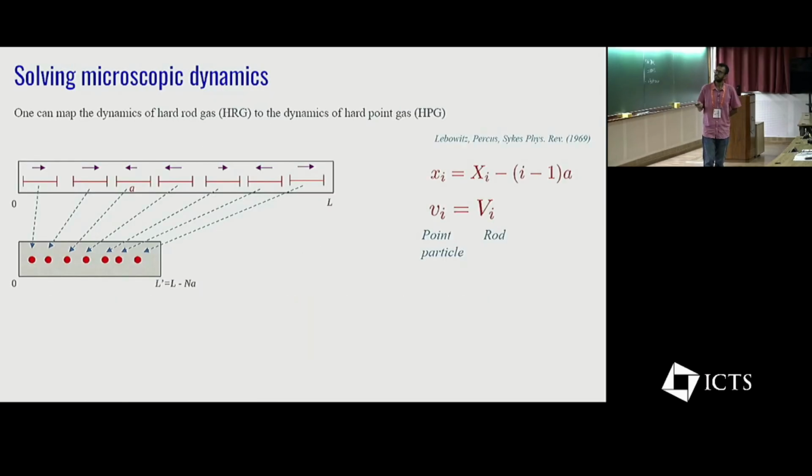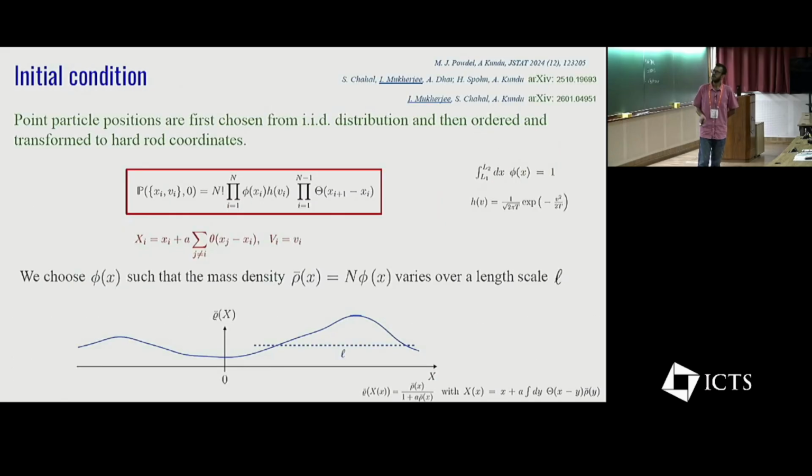Okay, so first, to solve the dynamics, in general we map the dynamics of the hard dots to the hard point particle system. There is a nice transformation between these two coordinates. Starting from an initial configuration of hard dots, let's say between 0 and L, we remove all the inaccessible spaces between the hard dots, and then we go to the configuration of point particles between 0 and L minus Na. In general, we follow this prescription. And for the initial condition, we consider the initial condition in the point particle picture.